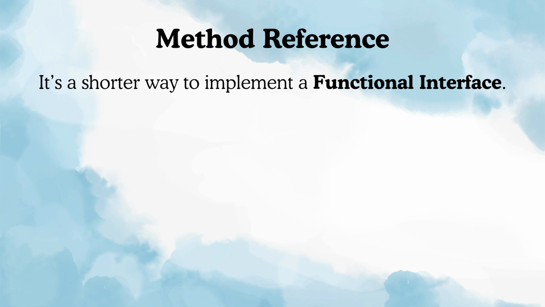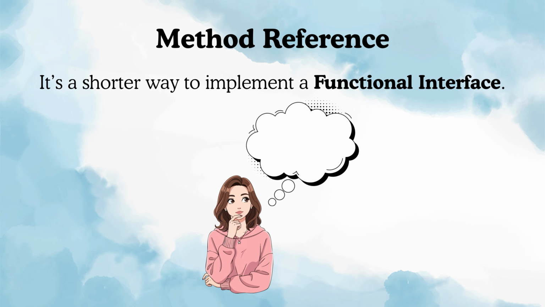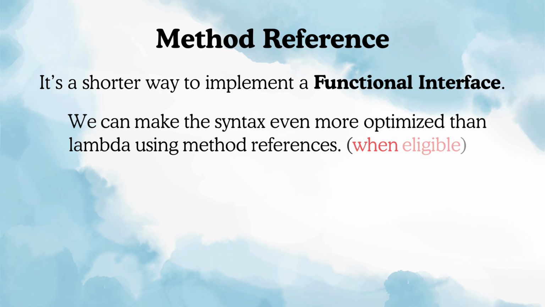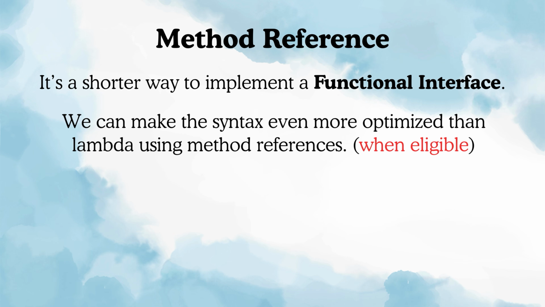So what exactly is a method reference? Simply put, it's a shorter way to implement a functional interface. But wait, doesn't Lambda do the same thing? Yes, it does. However, at times, we can make the syntax even more optimized using method references. I know it sounds a bit confusing in the beginning. That's why in this video, I'll explain it in the simplest way possible, and the video will be full of examples to help you understand it easily. Okay, so let's get started.